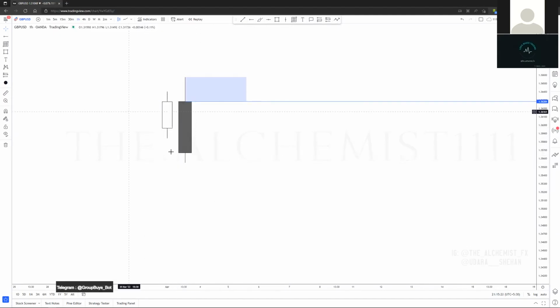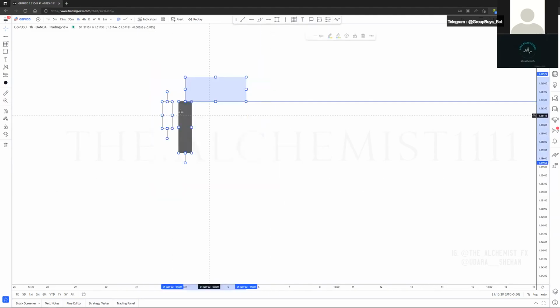I'll show you a lot of examples. Do you understand the logic behind it? I hope it is clear. Everything depends on where the liquidity is. So let's go to that, then I'll tell you.